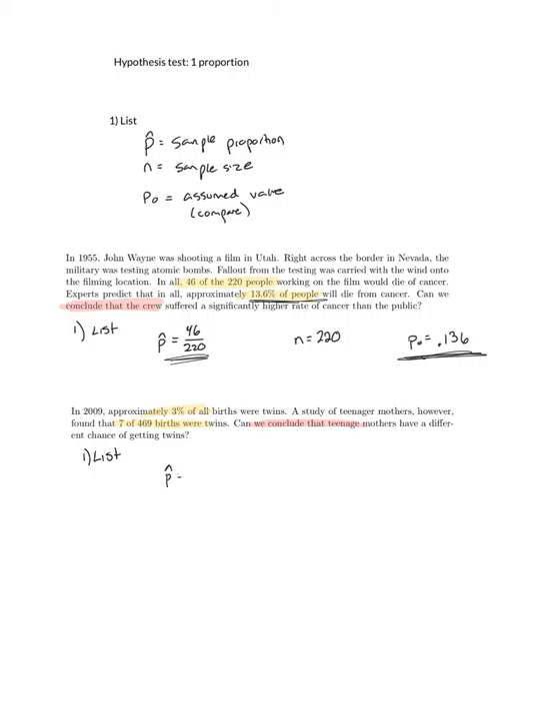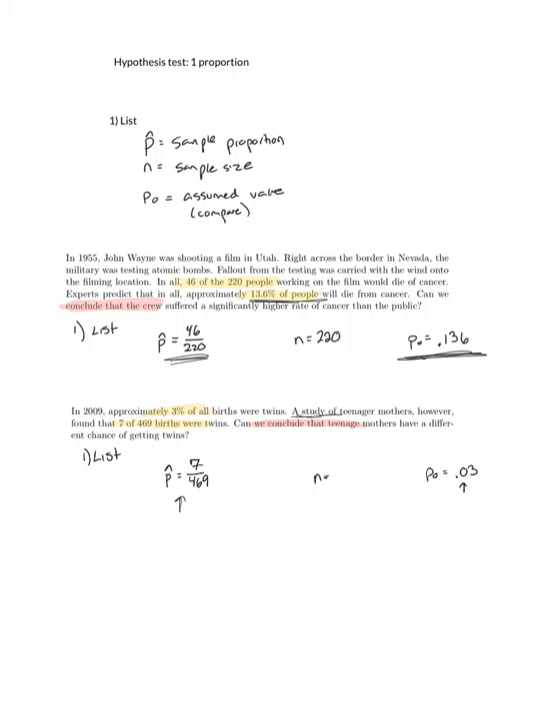When I go to list, I'll list p hat, I'll list n, and I'll list p naught. P hat is the percentage of people in my sample who felt some way, and so it says here, in a study of teenage mothers, however, found that 7 of 469, so that's 7 out of 469 is what came from my sample. I'm going to be comparing this to the general public. So in 2009, approximately 3% of all births were twins, which means p naught is going to be 0.03.